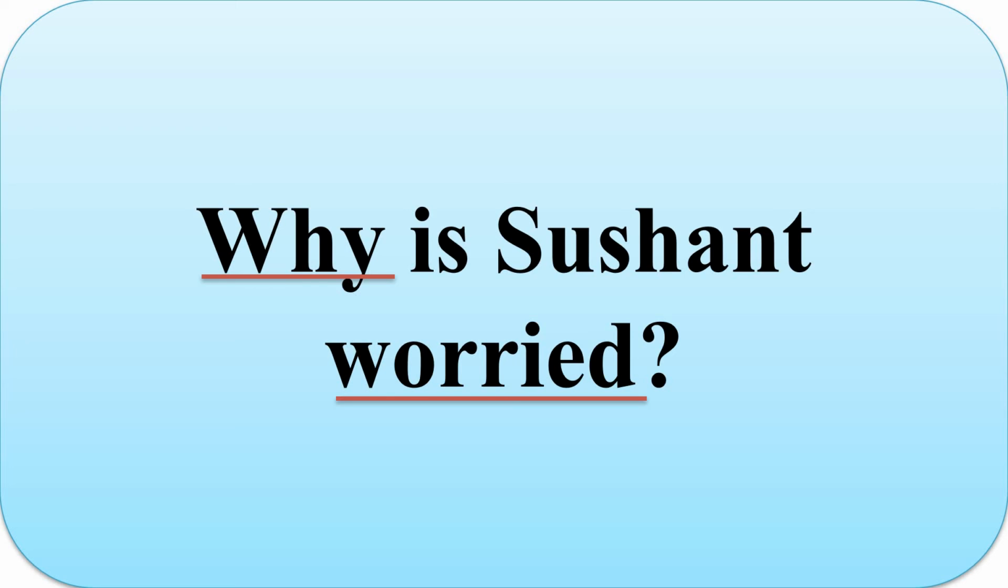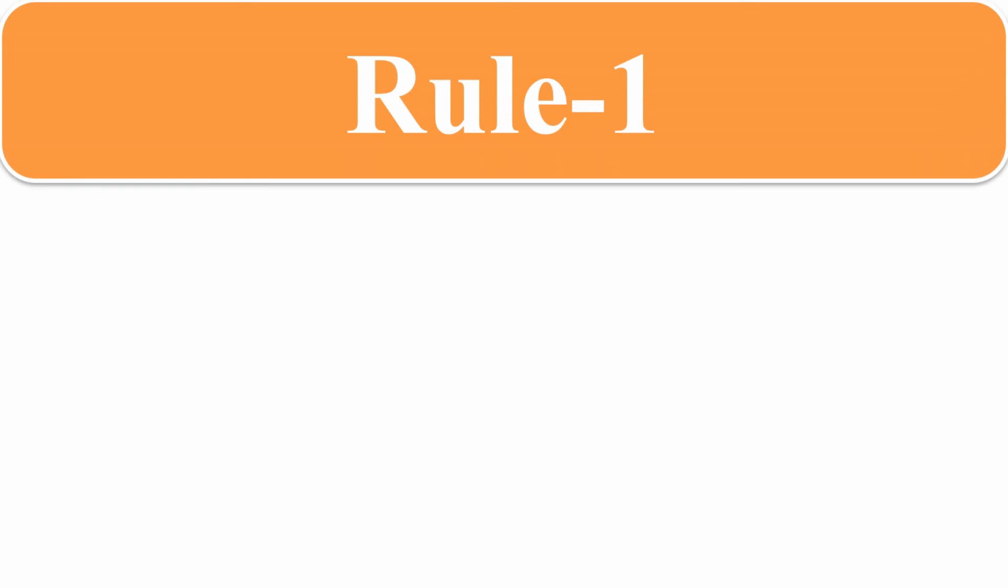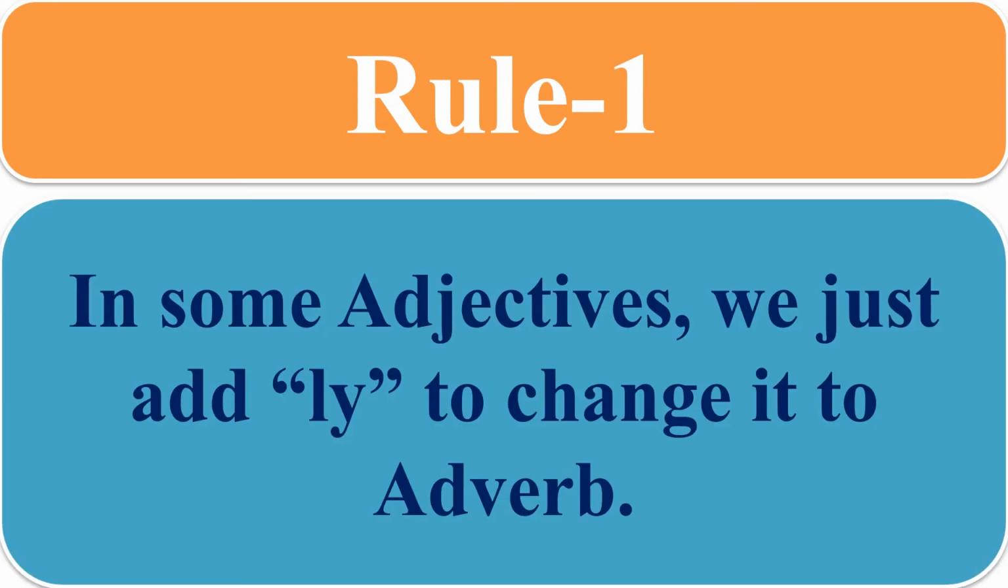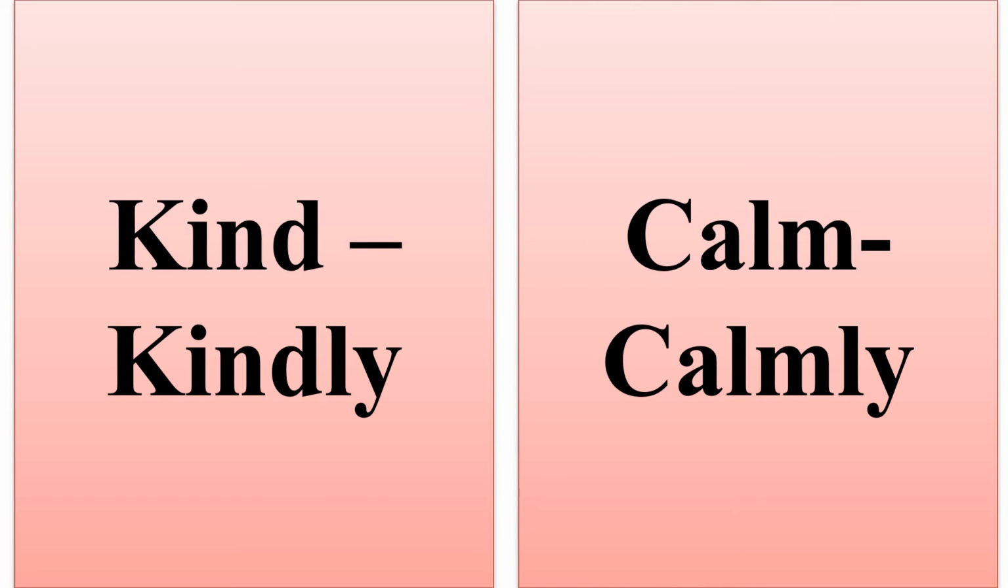Now let's see the formation of adverbs. Rule number 1. इन रूल्स में हम ये जानेंगे किसी एडजेक्टिव्स को हम एडवर्ब में कैसे बदलते हैं। In some adjectives we just add ly to change it to adverb. कुछ एडजेक्टिव्स में हम केवल ly ऐड करके उन्हें एडवर्ब में चेंज कर सकते हैं, such as kind, kindly, calm, calmly. In both the words, we just added ly and changed it to the adverb.